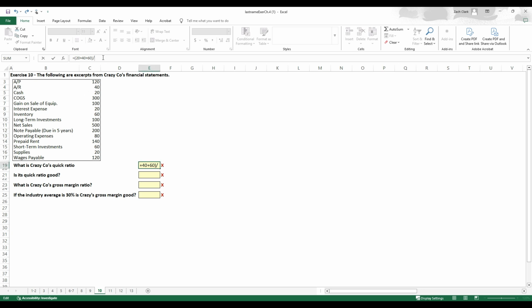So our current liabilities are going to be things like accounts payable plus, what else do we have? Not notes payable due in 5 years, right? That would be a long-term, non-current liability. But wages payable would fall in that category.